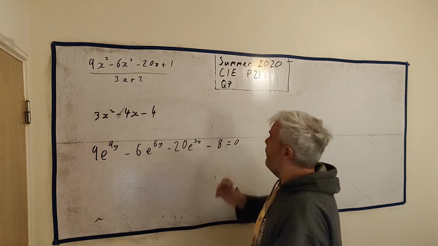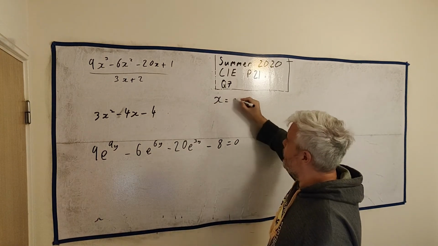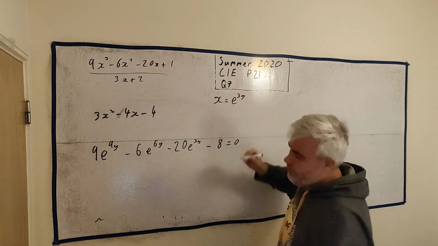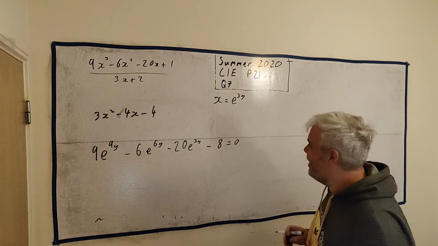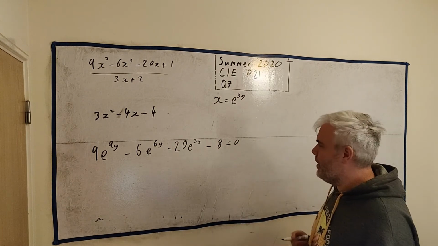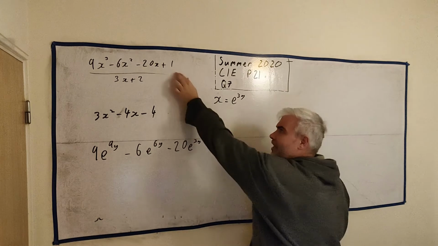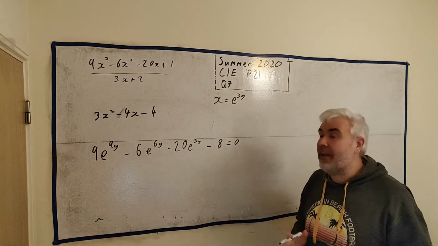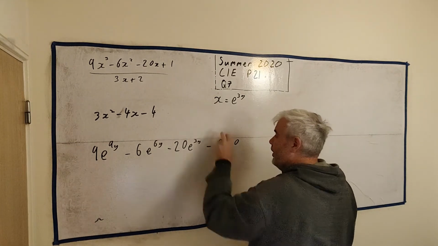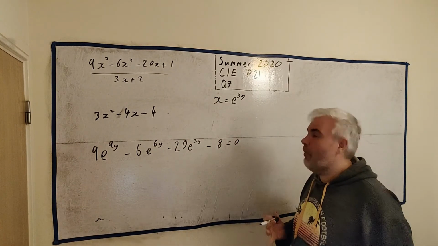X is equal to e to the 3y. If only that's true, which it is, we can just put it through, this works quite nicely, except for this 8 and this 1. Now what you need to notice is the difference there is 9. So plus 1 and minus 8, they're 9 away from each other.